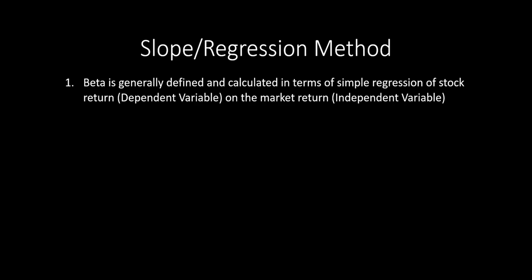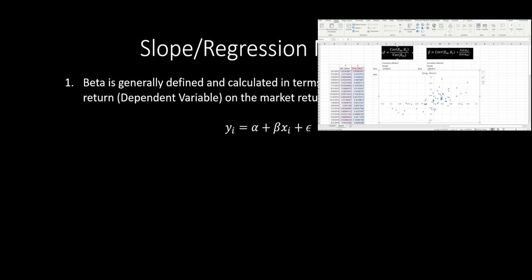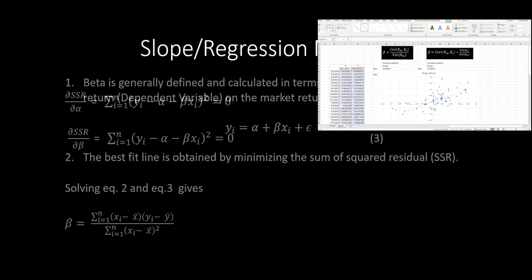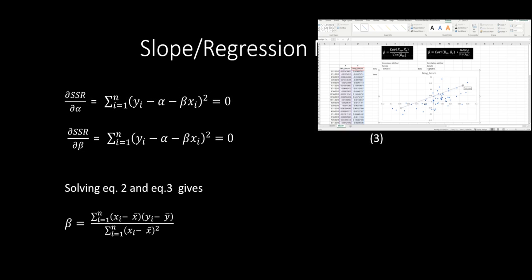Beta is generally defined and calculated in terms of simple regression of the stock return with respect to the market return. The equation of the line is of the form y, that is stock return, equals alpha, that is the intercept, plus slope, that is the beta, multiplied by the market return, plus the error term epsilon. We can estimate alpha and beta by minimizing the square of the residual, which is the epsilon, taking partial derivatives with respect to alpha and beta, and solving the system of linear equations. We can get the estimators for alpha and beta.